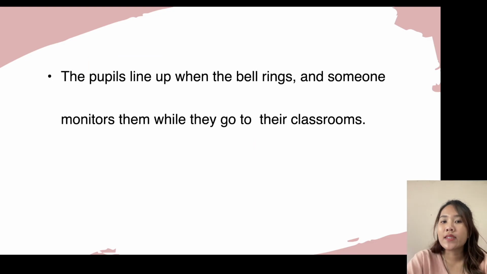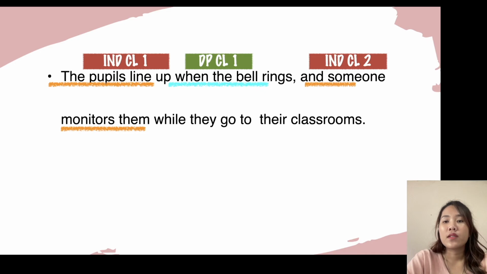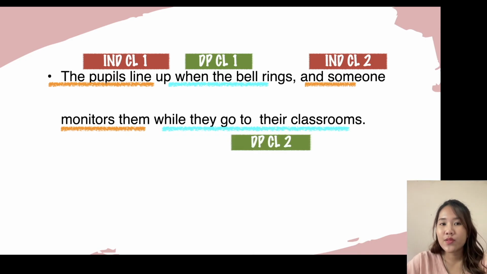Next, the pupils light up when the bell rings and someone monitors them while they go to their classroom. So we have the first independent clause, "the pupils light up," and the dependent clause "when the bell rings," and the second independent clause, "someone monitors them," and here we go, the second dependent clause, "while they go to the classroom." Since we have two independent clauses, and in this case, two dependent clauses, we can count it as a compound-complex sentence.